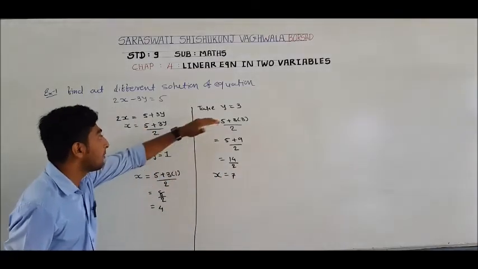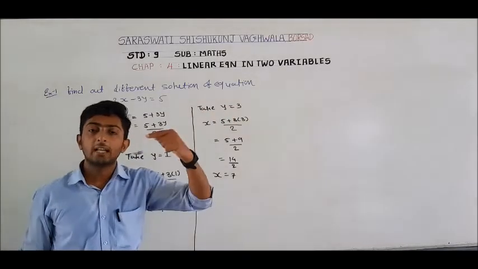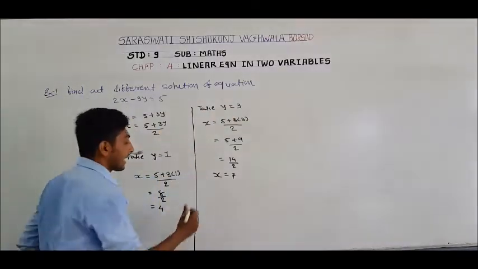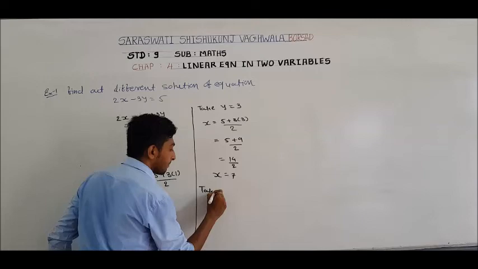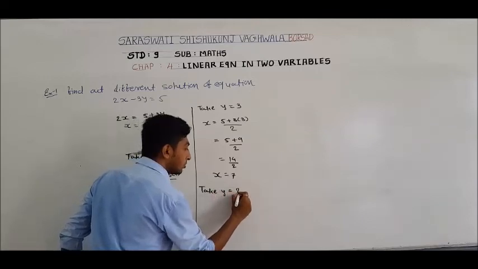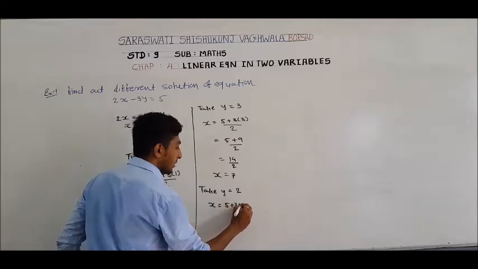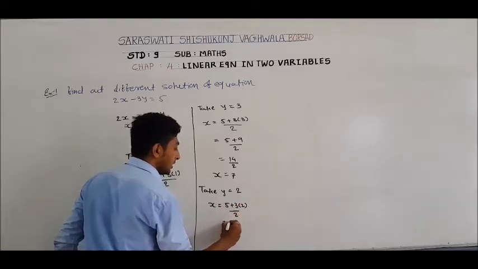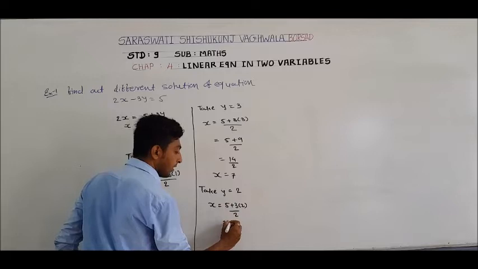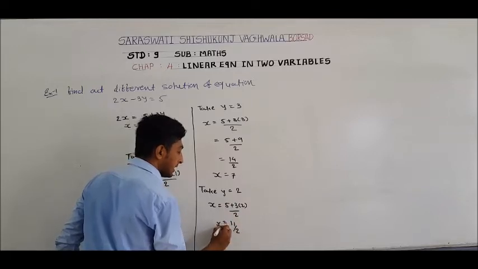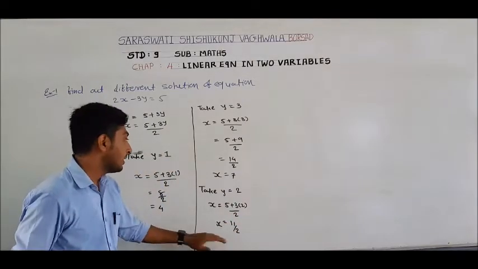If you take y equal to 2, then you will get the answer as a fraction. Let us check. Take y equal to 2. So x equals 5 plus 3 into 2 divided by 2, that is 5 plus 6, 11 by 2. See, the answer is a fraction.